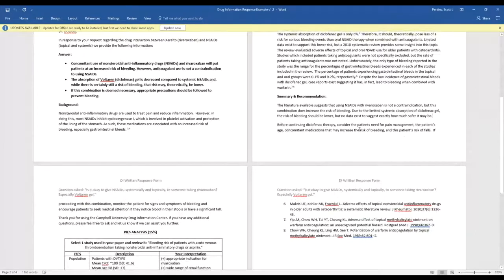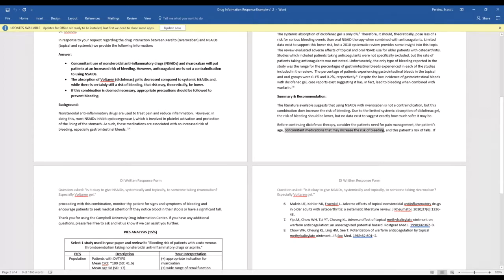Before continuing diclofenac therapy, consider the patient's needs for pain management, so their need for taking an NSAID in general, and the patient's age, which is going to put them at an increased risk of bleeding. If this is a patient we're looking at using diclofenac gel and they're 99, they have an increased risk for falls and so on and so forth. You need to consider that as well. Also, the concomitant medications that may increase the risk of bleeding. So if they're taking aspirin or other agents as well, and the patient's risk of falls.